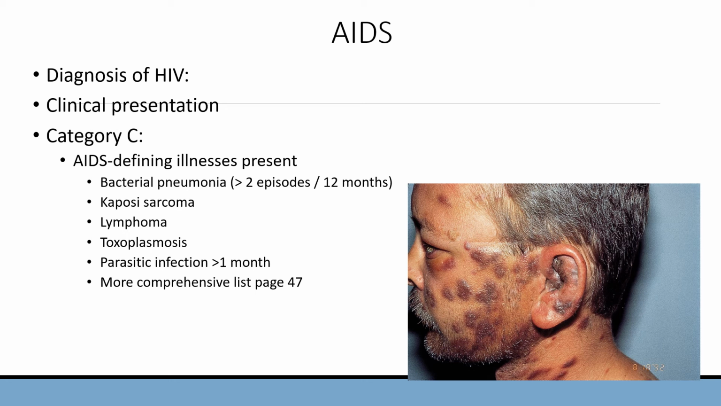Kaposi sarcoma. Kaposi sarcoma is a cancer of the connective tissue and of the blood vessels. Normally the helper T cells would be able to keep this in check. When your immune system gets so compromised that you can no longer keep it in check, then these cancer cells, which you would normally take out of your body, can no longer be controlled. When the helper T cell count goes down, you can no longer maintain this, and so this is generally one of the late stages of AIDS.